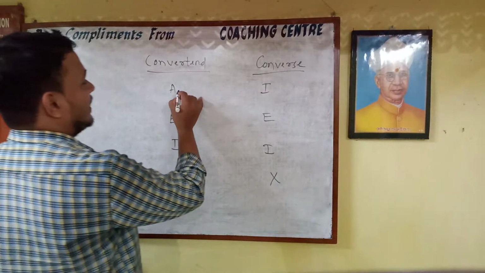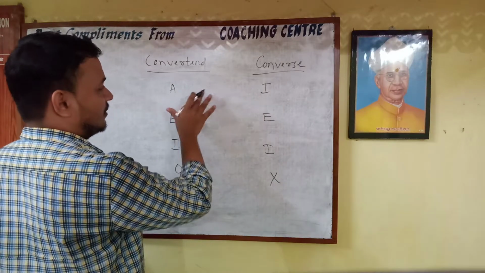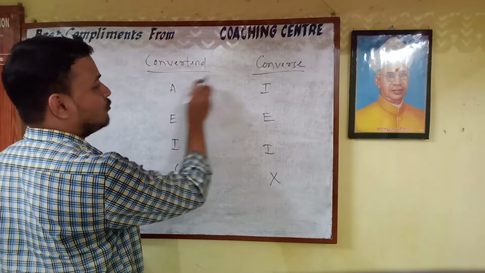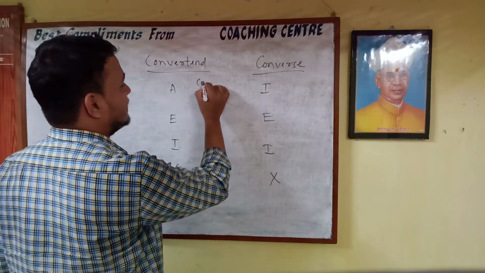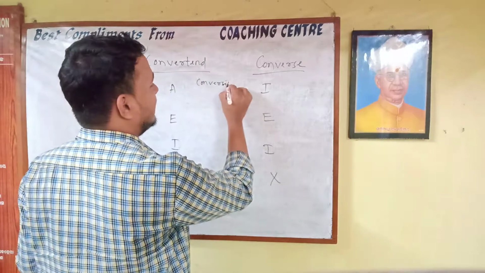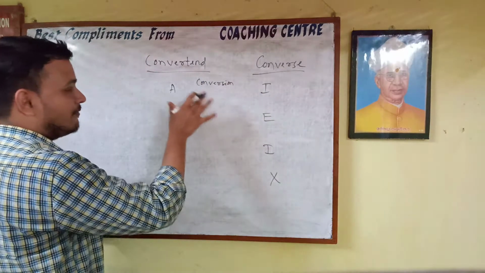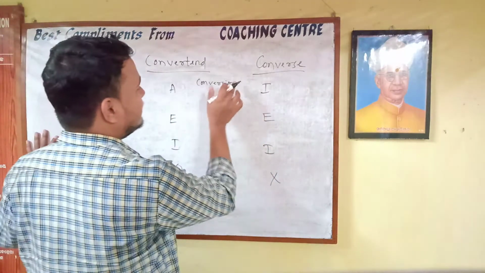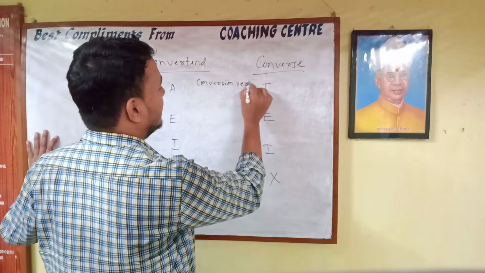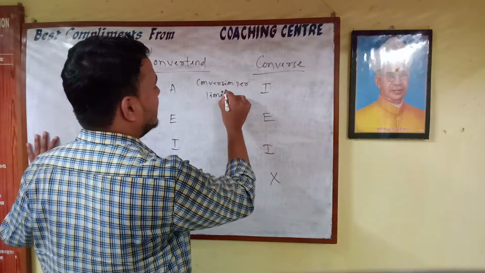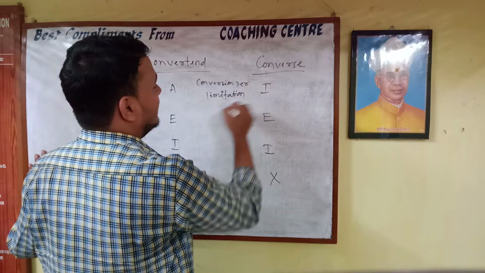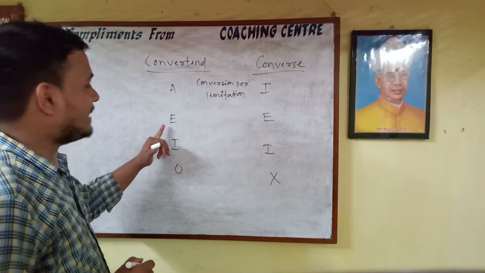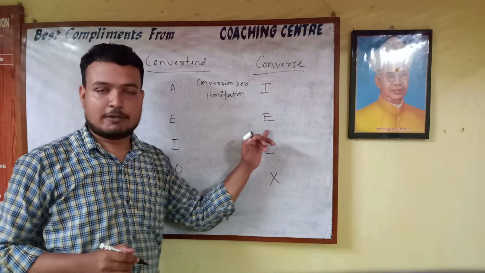So listen. A to I type of proposition. Once again I am repeating what I said in the last video. This is known as conversion per limitation. This is known as what? Conversion per limitation.